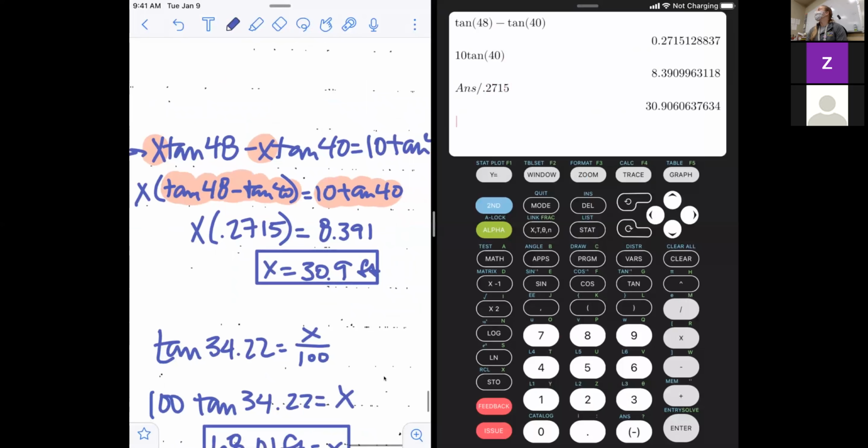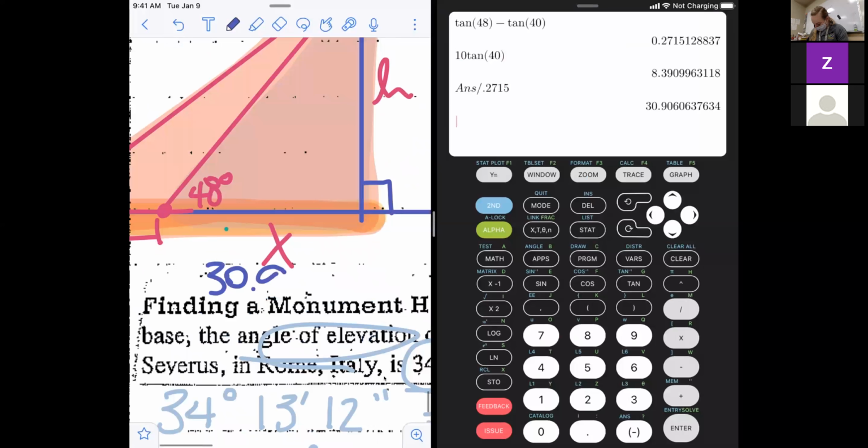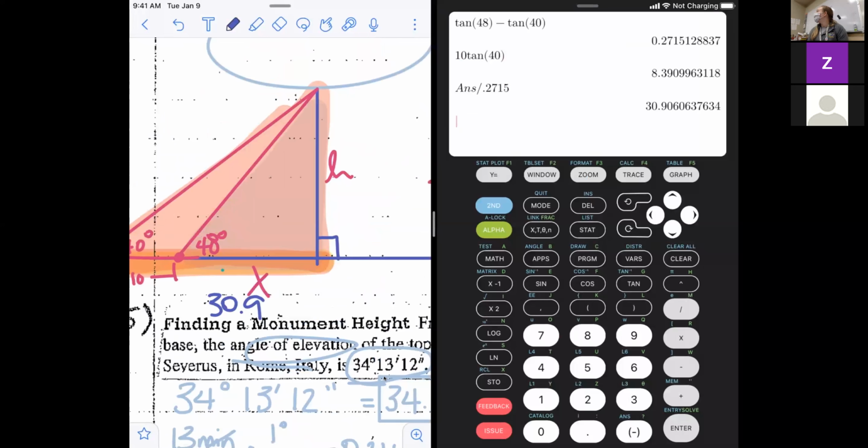Okay, am I done? No, not done. What did I just find? X, where is X? It's the bottom, right? It's like the distance from one of the cables to the perpendicular, right? What did I want to find? The height. If you see, even how I labeled it is nice and clear. Ooh, that's not what I wanted.